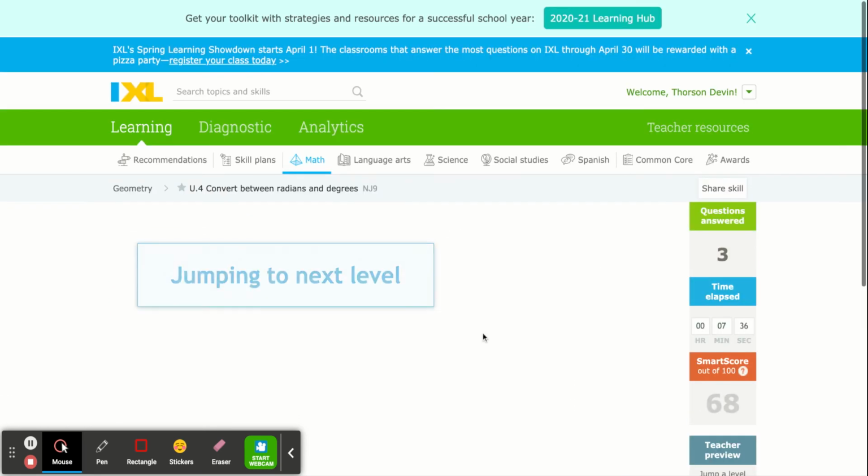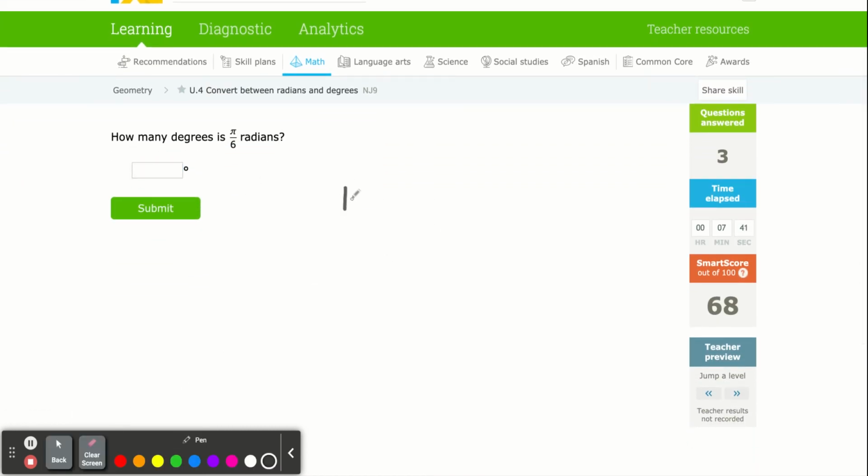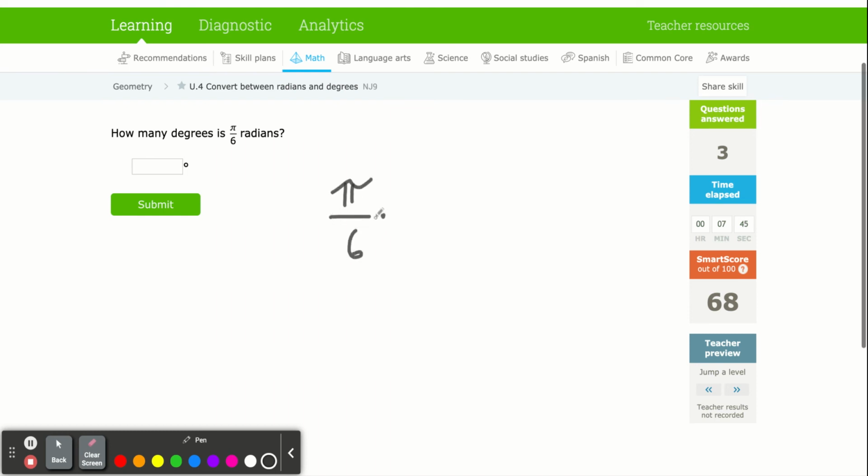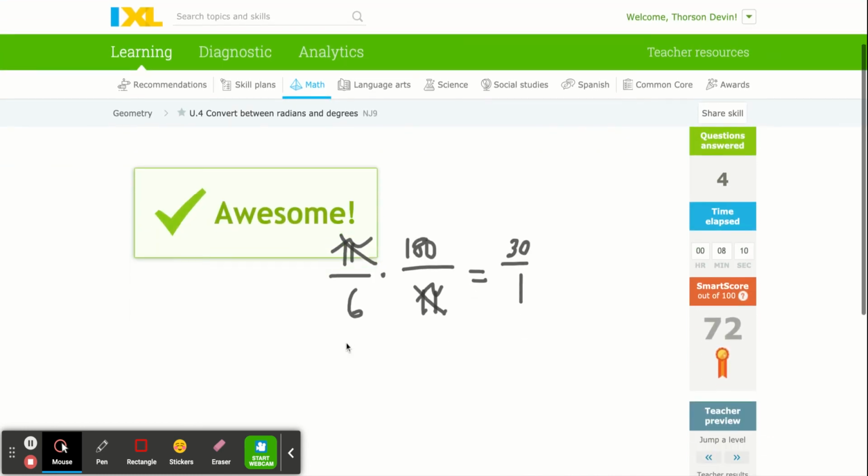I'm going to jump ahead. I'm thinking it might give us some, yep, so now we have radians. So again, if I have pi over 6 radians and I want to go to degrees, I multiply by 180 over pi, and the pi's are going to cancel. And 6 goes into 180 30 times, not 3, I was going to say 3, 30 times, so it's 30 degrees. So again, multiply by 180 over pi if you're going from radians to degrees.